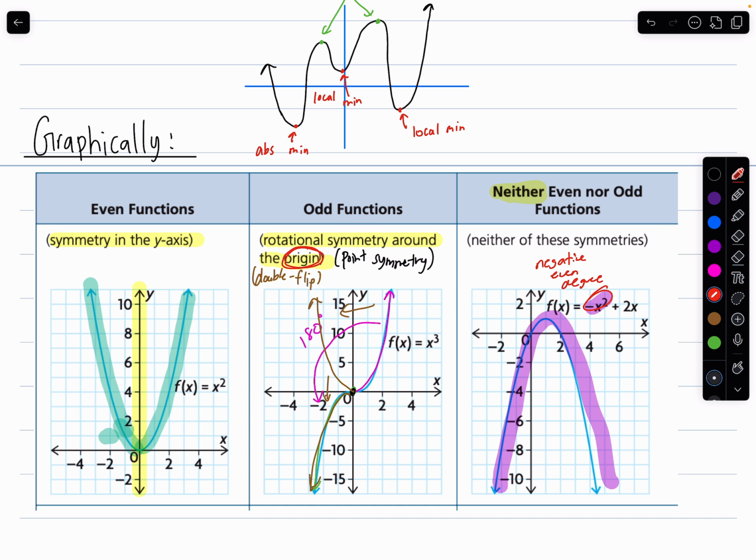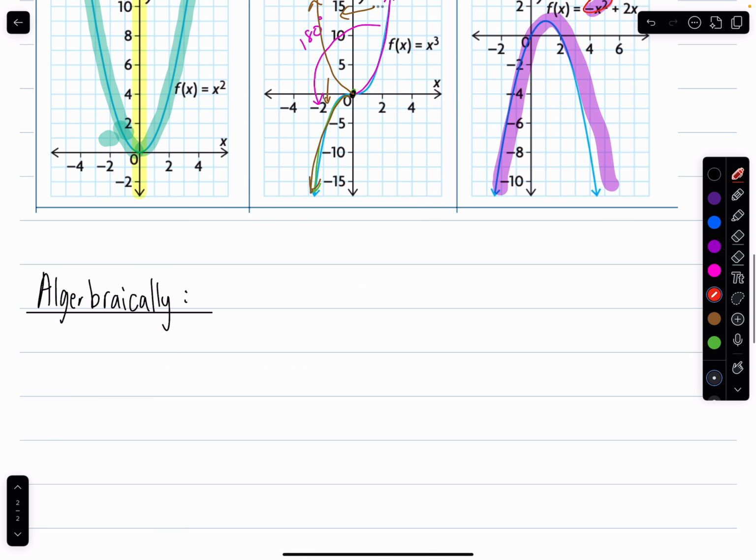But it's not an even function because it doesn't have that symmetry over the y-axis. So this is something that is very easy to mess up. And I think if you have trouble with this, really refer back to these notes and this chart, because it shows that a function could be even, a function could be odd, but at the same time, a function could also be neither. So how do we algebraically determine if it's even or odd?